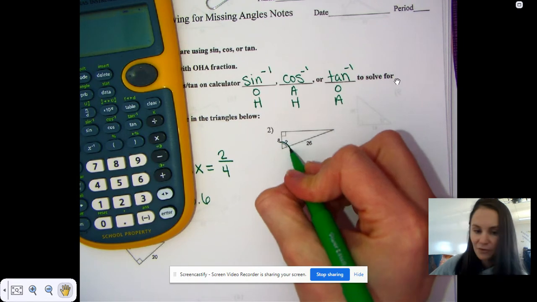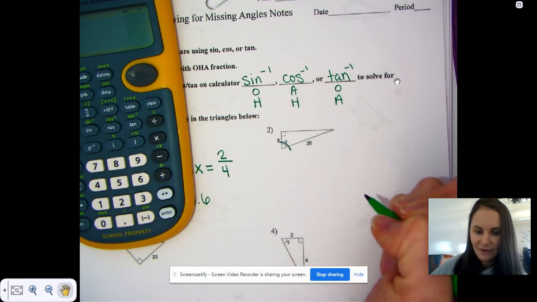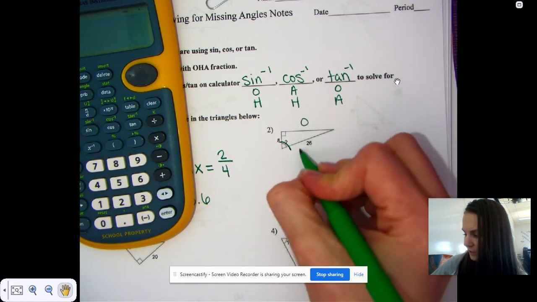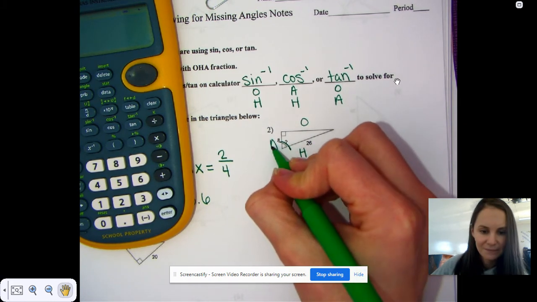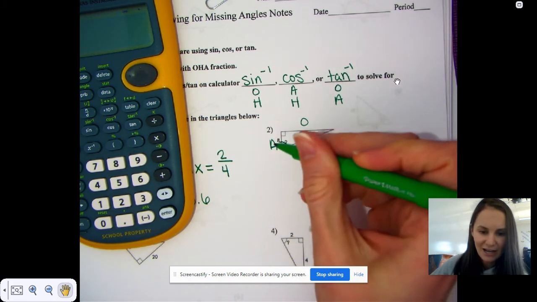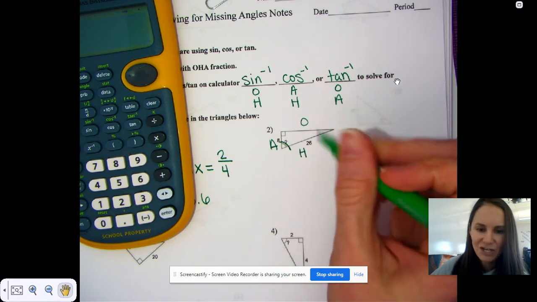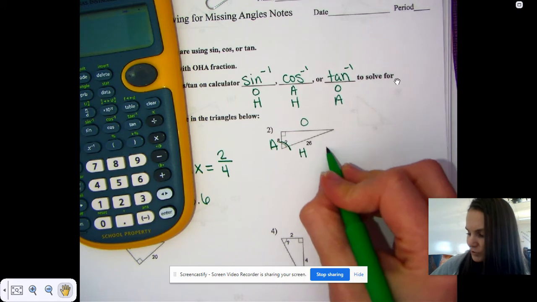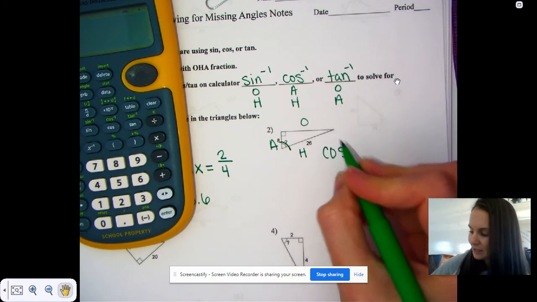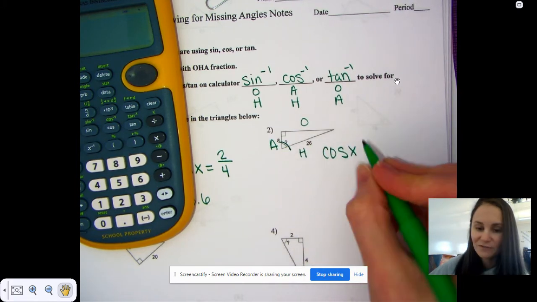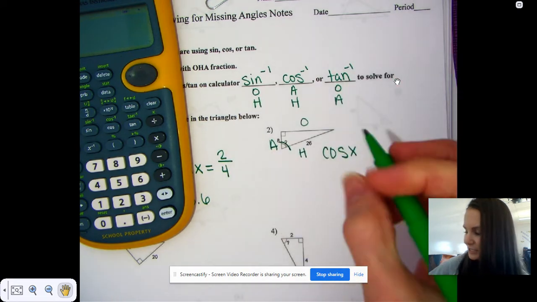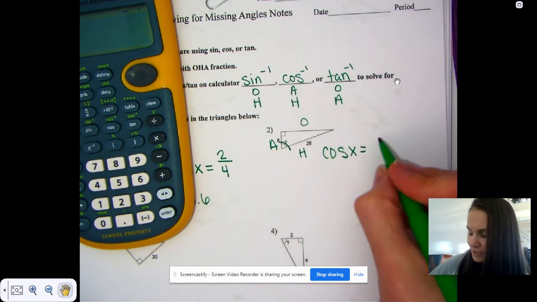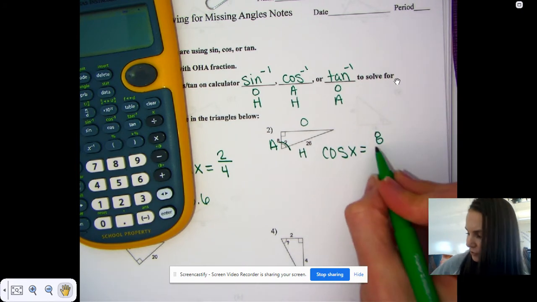This is the angle that they're wanting me to find. I'm going to label my OHA from there, OHA. Notice here I have numbers that go with A and H. That's going to be cosine. So we're using cosine of X. So for all of these, you're going to have X next to that function is equal to, and then I have to have A over H. 8 over 26.